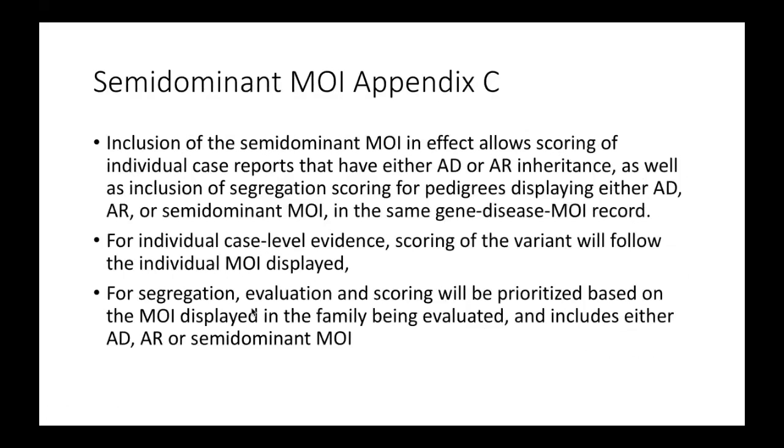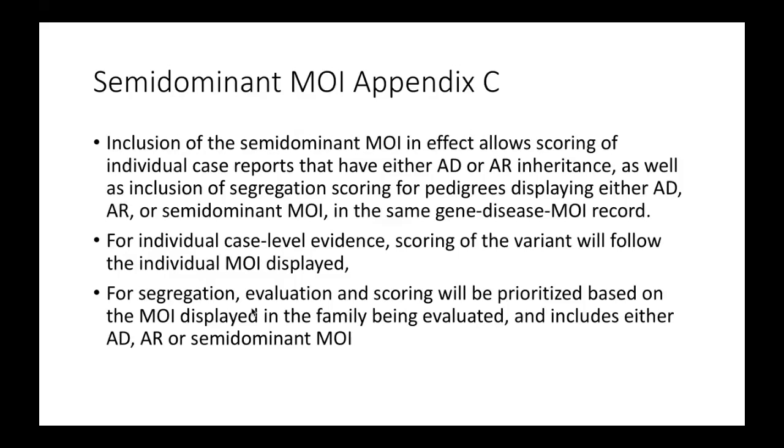Another new addition is the semi-dominant mode of inheritance, Appendix C. We do now have the inclusion of a semi-dominant mode of inheritance that allows scoring of individual case reports that have either autosomal dominant or autosomal recessive, as well as inclusion of segregation scoring for pedigrees displaying either autosomal dominant, autosomal recessive, or the semi-dominant mode of inheritance. And this is within the same gene disease record. So for inclusion of semi-dominant, this is when the same disease entity can occur for a gene in either an autosomal dominant or recessive pattern.